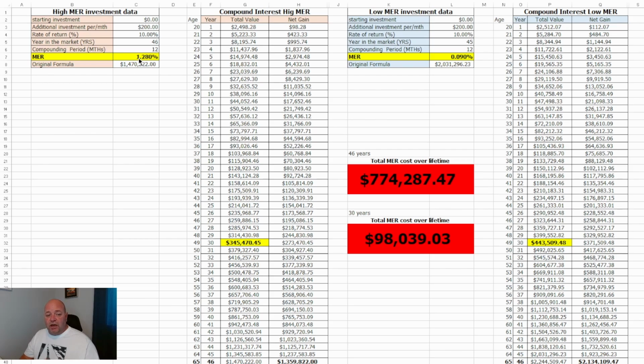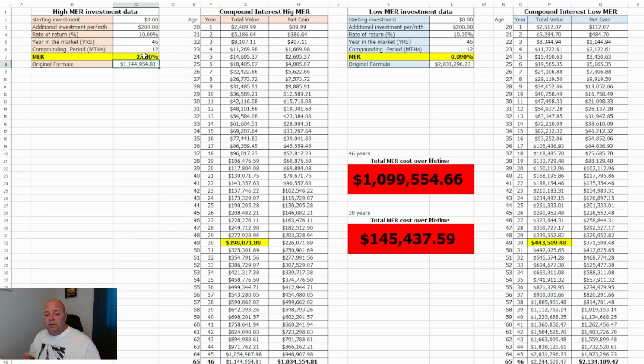So basically you take an MER of 1.28 over the lifetime versus an MER of 0.9, which is VFV's MER. You'll see over the lifetime of investment, if you started when you were 20, it'll be $774,000. Just over 30 years, it's $100,000. But this 1.12 is actually a low MER for mutual funds. A lot of the mutual funds I see are around 2%, even higher in Canada. So we'll do 2% and see what that is.